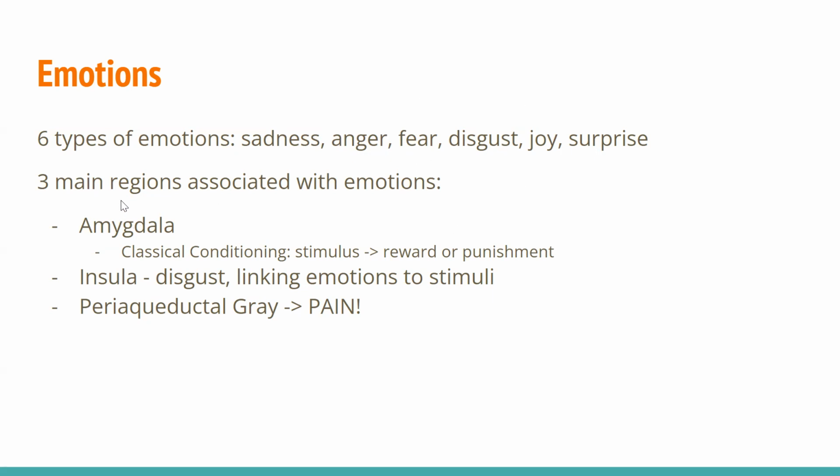So there are three main regions associated with emotions. The first one is your amygdala, which is the area where you go through your flight or fight response, and it basically is processing your surroundings and producing a reaction to it. So this is most heavily involved in something called classical conditioning, which is a learning style in which students associate a stimulus with either a reward or a punishment.